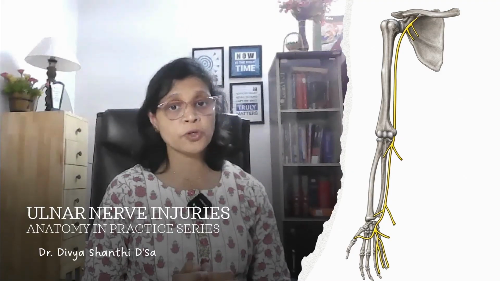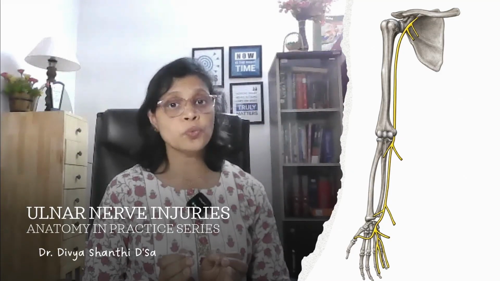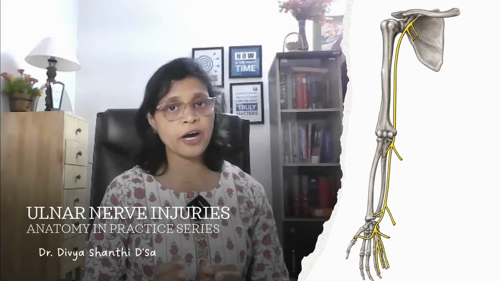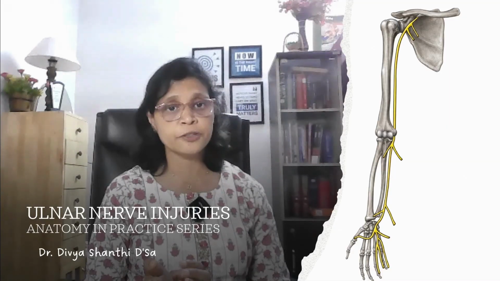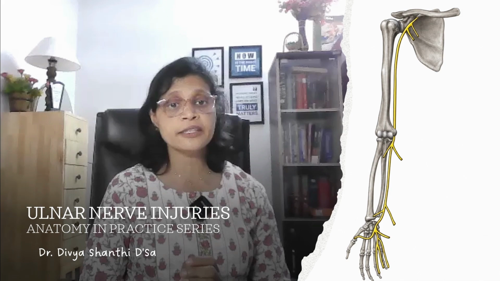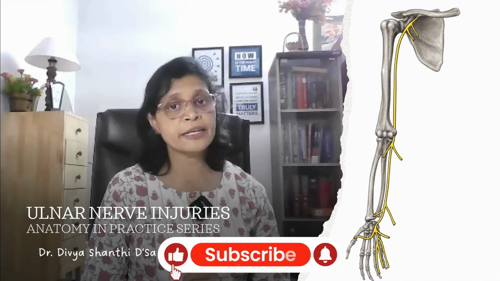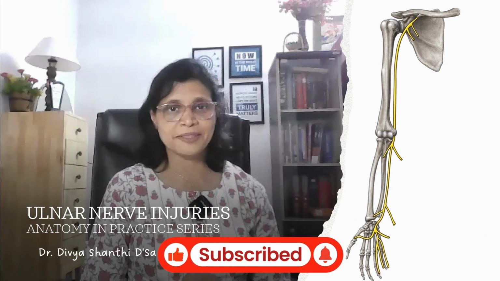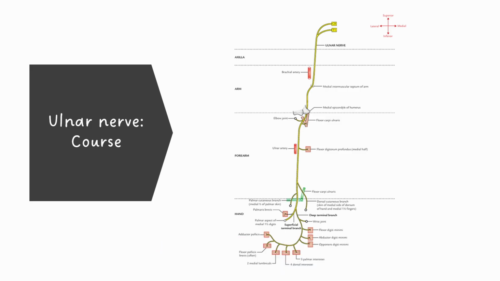In today's episode of Anatomy in Practice, we will learn how to identify and localize ulnar nerve injuries by understanding the anatomy behind the clinical signs. Let's get started. The ulnar nerve begins in the axilla as a continuation of the medial cord of the brachial plexus and terminates in the hand by dividing into superficial and deep branches. So let's study the course of the ulnar nerve from the axilla up to the hand.